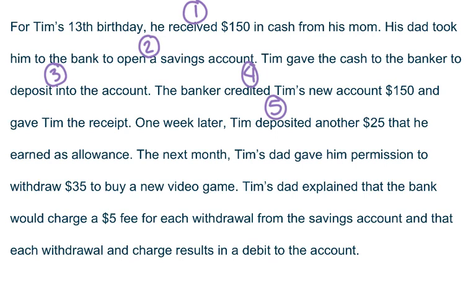Next, Tim's dad tells him that the bank is going to charge him a $5 fee for each withdrawal. And lastly, each withdrawal and charge results in a debit to the account.